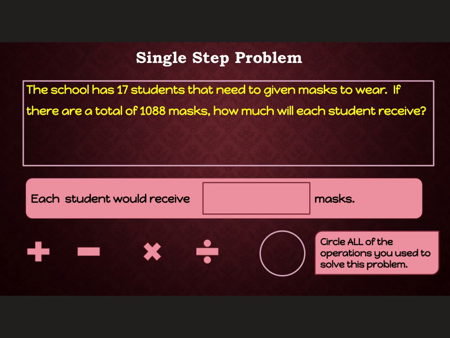Okay, this is a single step problem. The school has 17 students that need to be given masks to wear. If there are a total of 1,088 masks, how much will each student receive? Remember, each means one. And then the answer statement says each student would receive blank masks.